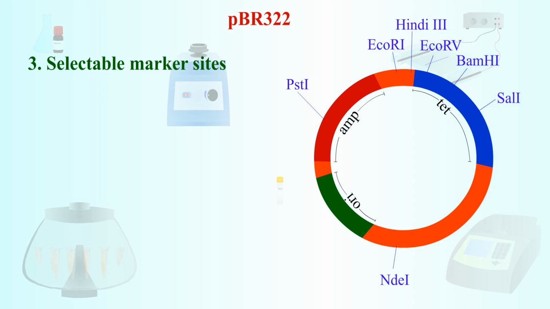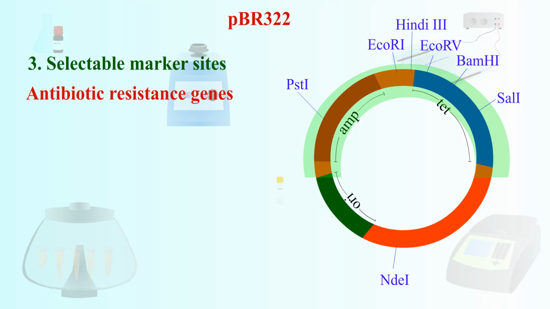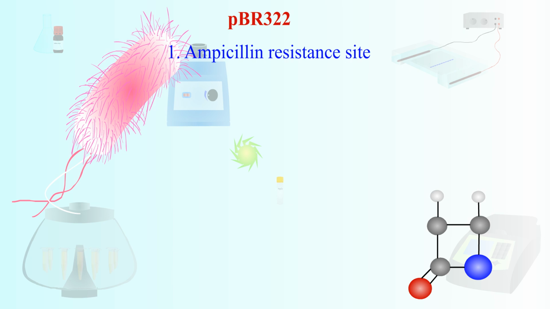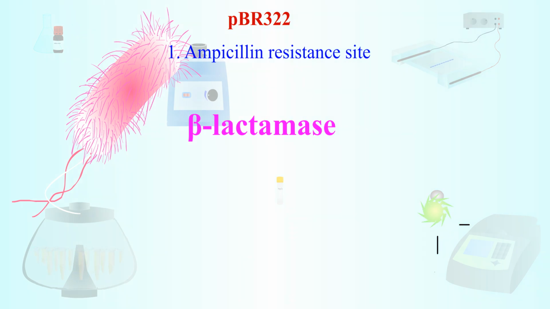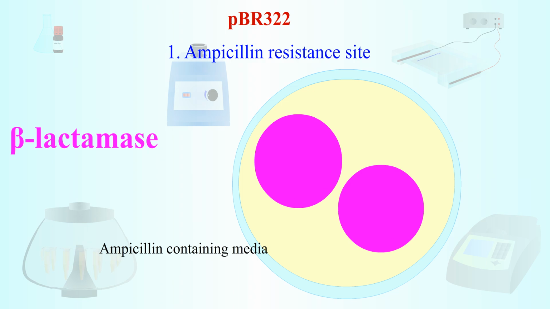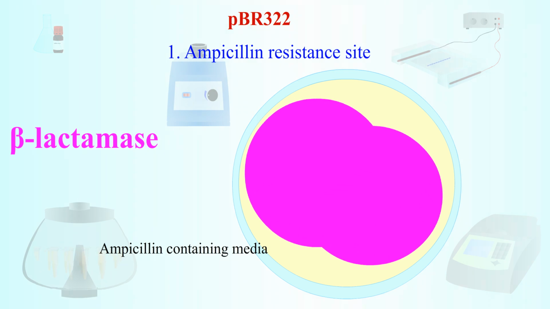3. Selectable marker sites. In pBR322, the antibiotic resistance genes are used as selectable markers. 2 selectable marker sites are seen in pBR322. 1 is the ampicillin resistance site. This gene codes for an enzyme called β-lactamase, which degrades the beta-lactam ring of the ampicillin drug. This will allow the plasmid-containing bacteria to grow in the ampicillin-containing medium.